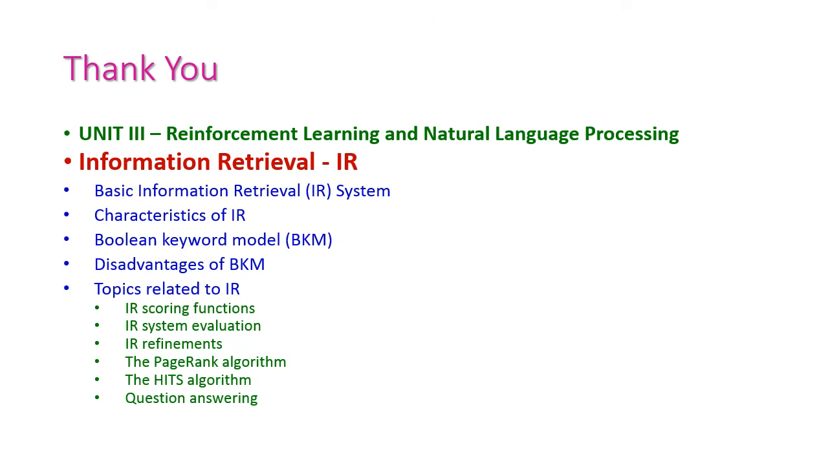So far we have seen the information retrieval system from the third unit. In this topic we have discussed the basic information retrieval system with a diagram and the characteristics of IR. After that we saw one method called the Boolean keyword model, and also the disadvantages of the Boolean keyword model and some of the other methods to refine IR. Those are the IR scoring function, IR system evaluation, IR refinements, the PageRank algorithm, the HITS algorithm and question answering. And this is another important topic from the third unit.